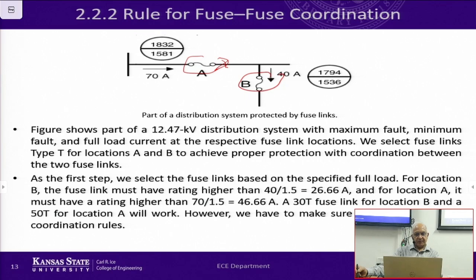And this is a 12.47 kV circuit. So we're going to select a fuse here as well as here, for a load current of 40 amps and a load current of 70 amps, and we want to make sure that they coordinate with one another.